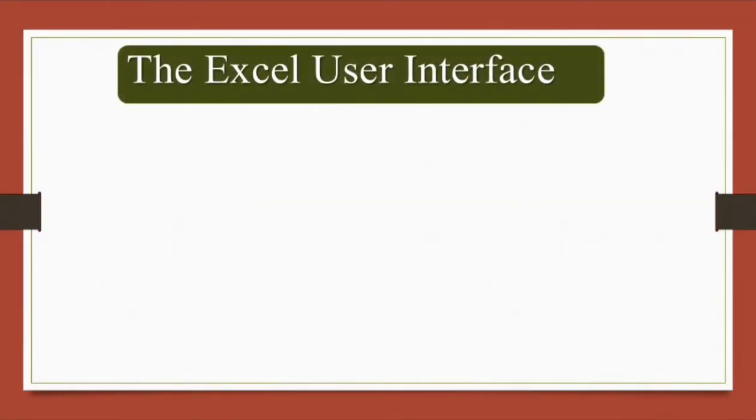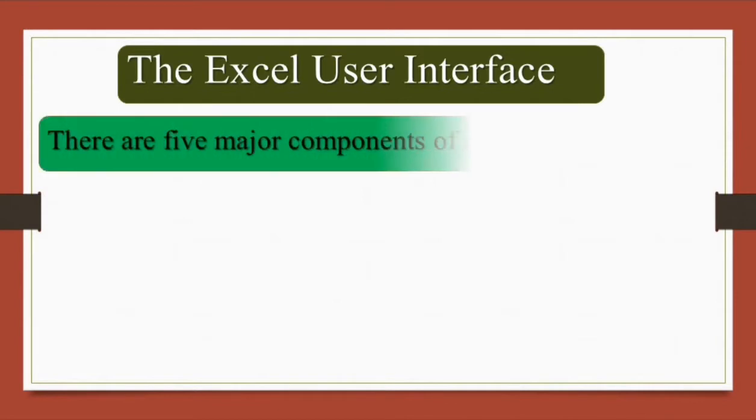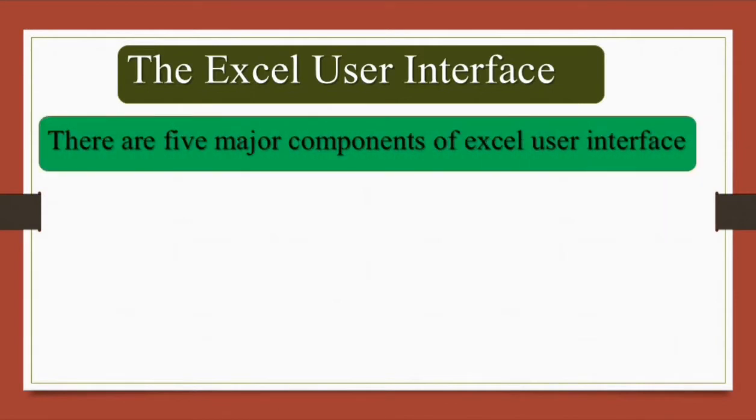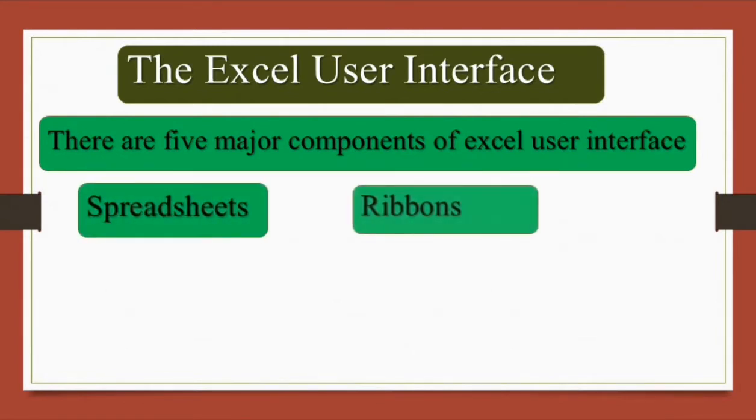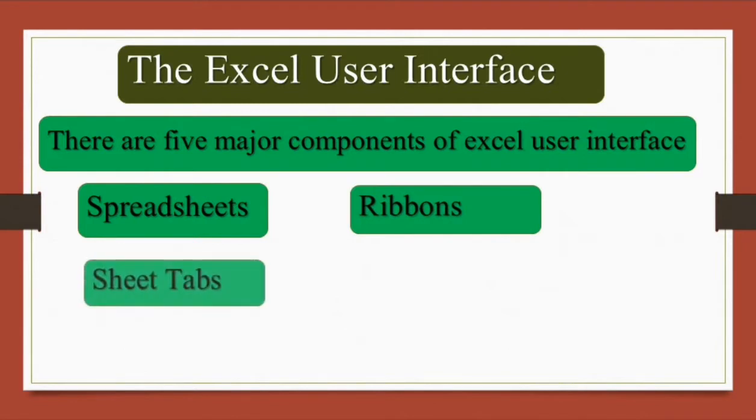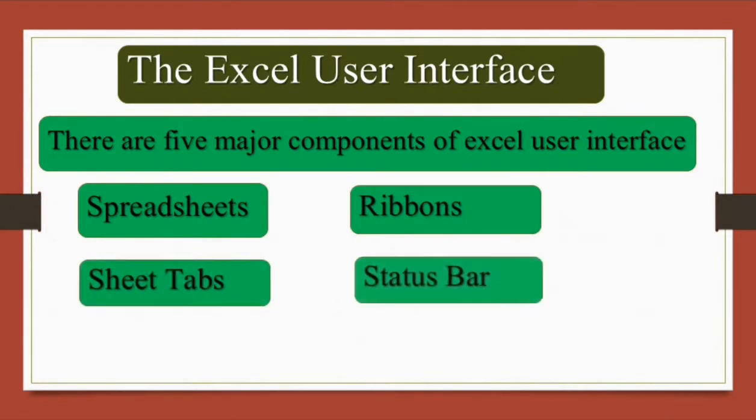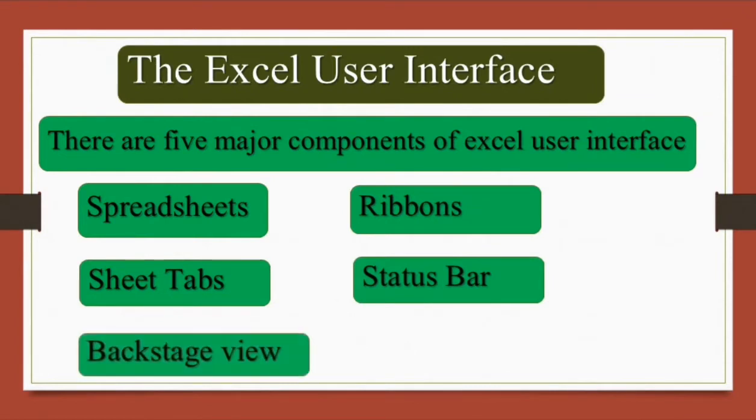The second topic of our today's video lesson is the Excel user interface. There are five major components of Excel user interface. These components are spreadsheets, ribbons, sheet tabs, status bar, backstage view. We will discuss these five major components one by one. So let's start it.